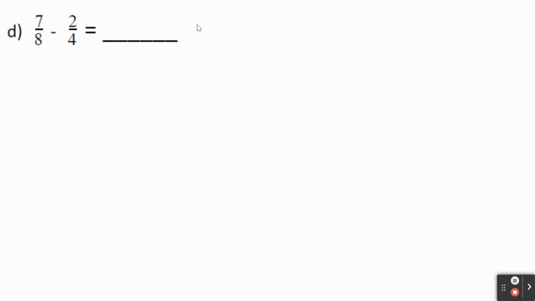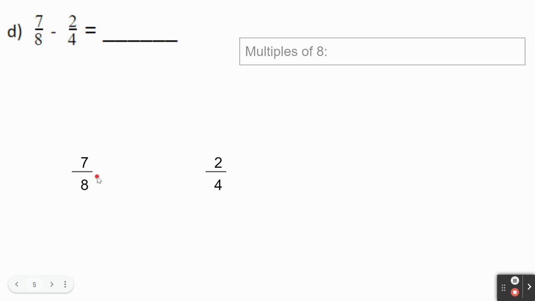Here we have 7/8 minus 2/4. If we look carefully, we can see that the denominators are not the same. We're going to create equivalent fractions so that the denominators are the same. To do that, we're going to list out the multiples of each denominator. We're going to start with 8 since that's the denominator of our first fraction. Here we have 8, 16, 24, 32, and 40.